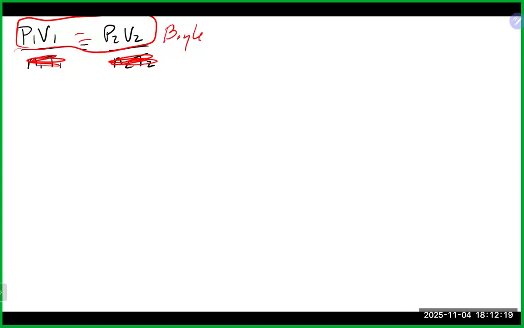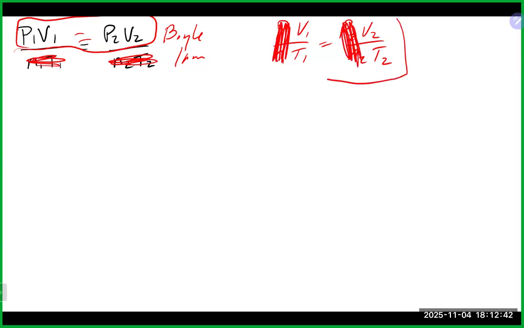Right? If you take this combined gas law here, and you come across a problem where it tells you you're holding pressure constant and moles constant, or there's no mention of moles, you just scratch out pressure and moles on both sides. And now there you go. There is Charles' law right there.